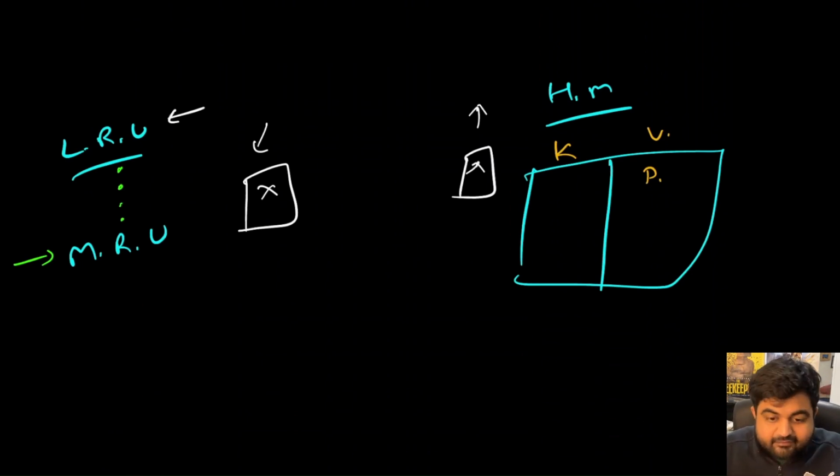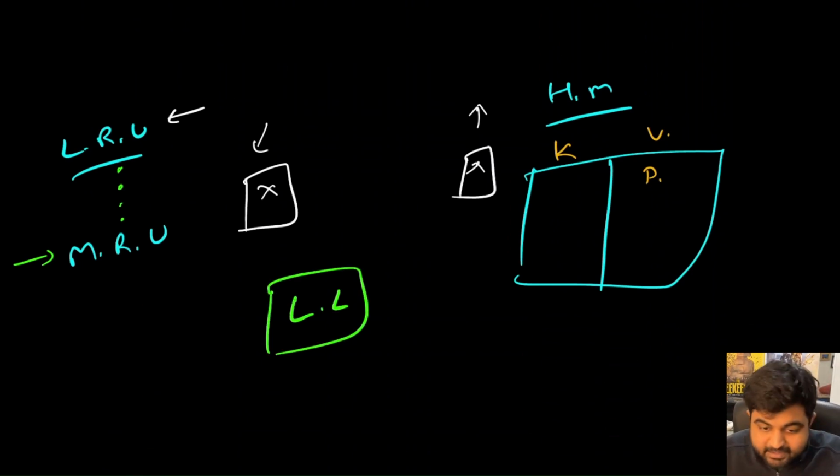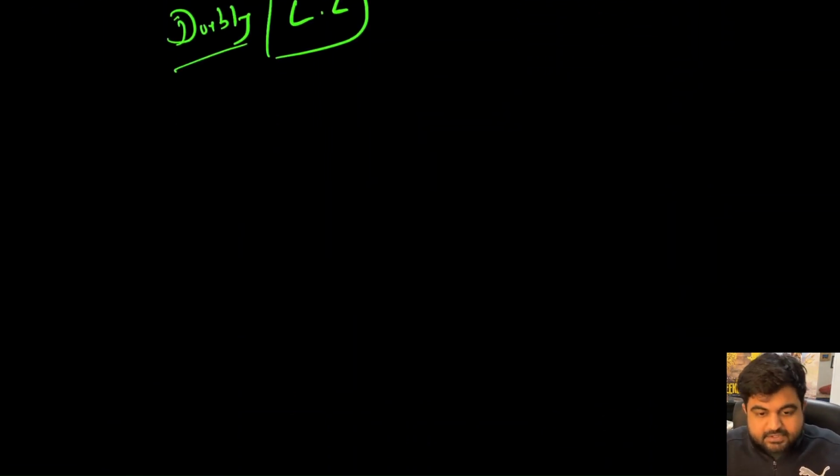And for that, the very simple thing is one of the most basic data structures, that is a linked list. But this is not a simple linked list. We are actually going to use a doubly linked list. And how this doubly linked list is going to help us solve all of these issues, let's think about it.